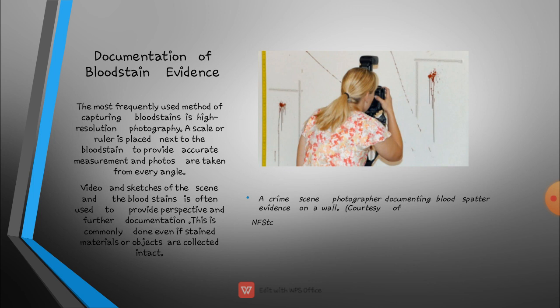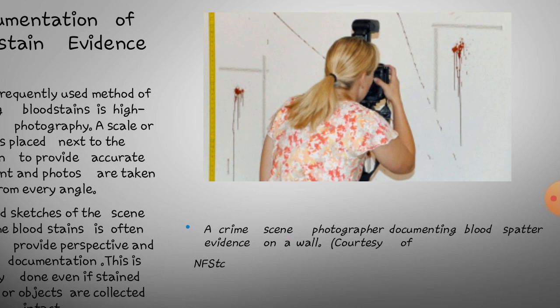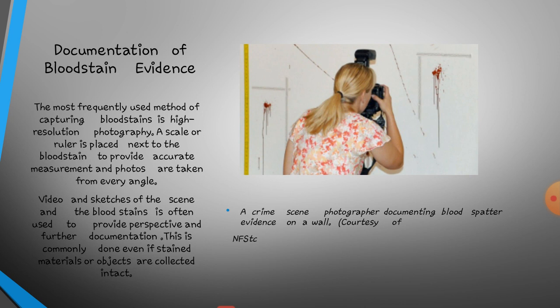Documentation of bloodstain evidence. After collecting the bloodstain, the most frequently used method for capturing the bloodstains is high resolution photography. As you can see in this picture, the investigator is doing the photography for analysis purposes. A scale or ruler is placed next to the bloodstain to provide an accurate measurement, and photos are taken from every angle. Video and sketches of the scene and the bloodstain are often used to provide descriptive and further documentation. This is commonly done if stain materials or objects are collected intact.